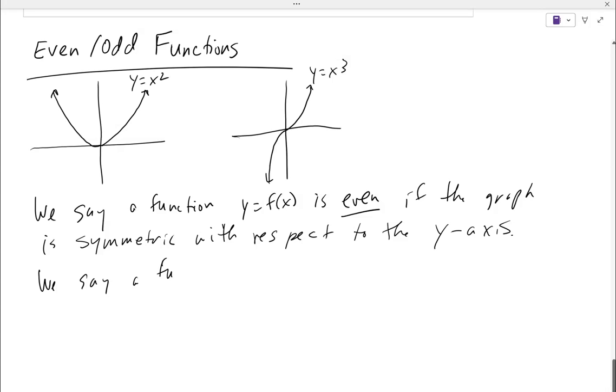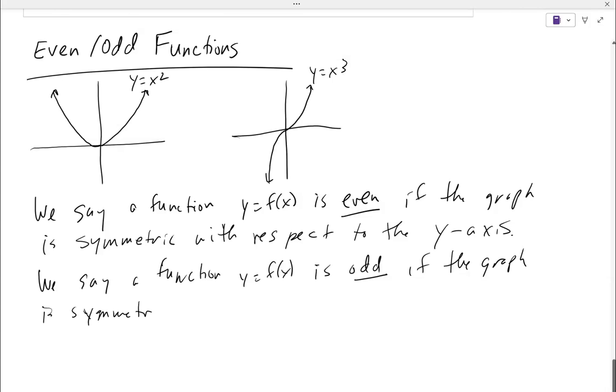Okay? We say a function y equals f of x is odd if the graph is symmetric with respect to the origin. Symmetric with respect to the origin means that if I turn the graph 180 degrees, turn it upside down, it looks exactly the same. That's graphically what symmetric with respect to the origin means.